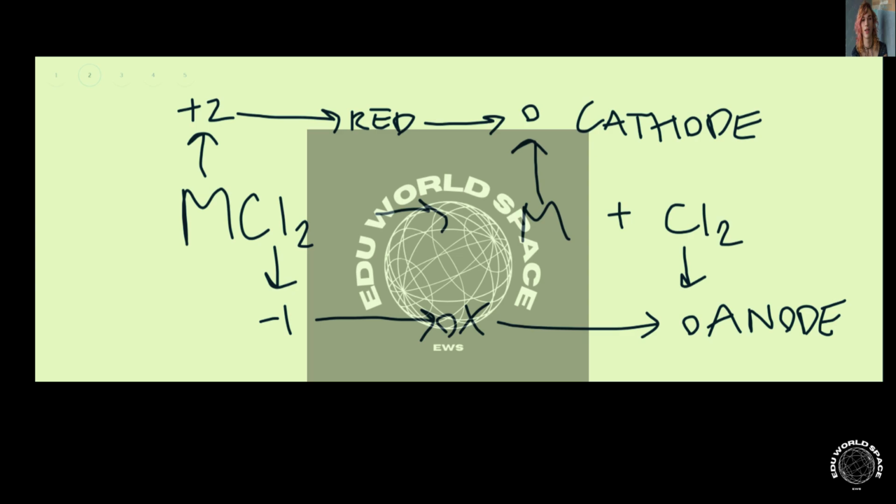So where is our metal being deposited? Our metal is being deposited at the cathode because that's our reduction half reaction. While at the other electrode, at the anode, we're forming chlorine gas. So that answers our first 2 questions.